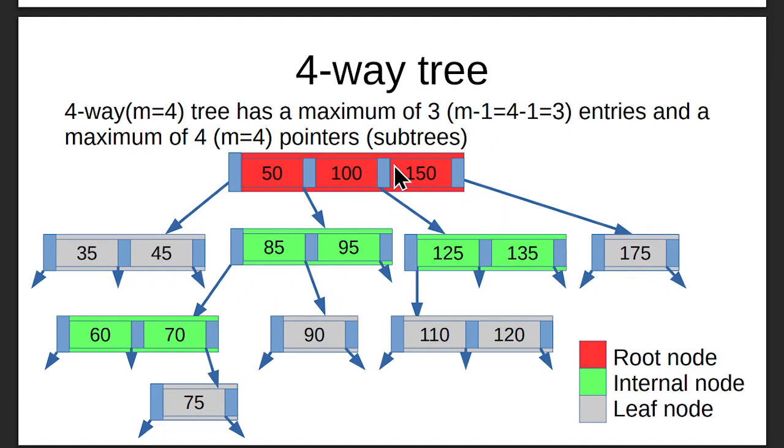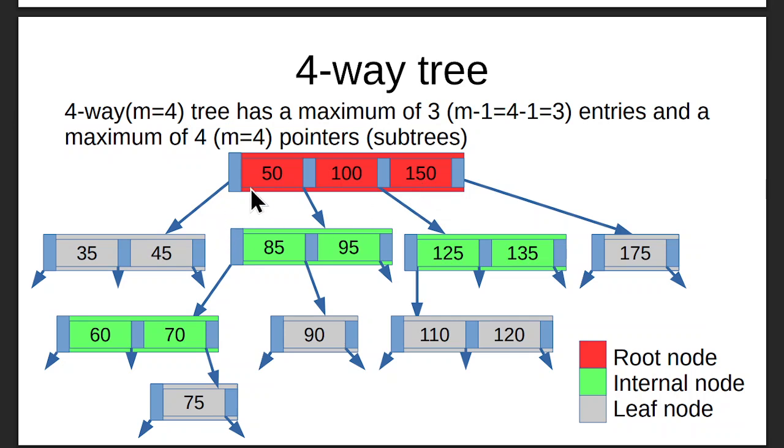So here is an example of a 4-way tree. A 4-way tree means we have 4 subtrees. This is one, this is the second subtree, this is the third subtree, and this is the fourth subtree. But if you look at the root node for this 4-way tree, the maximum number of entry nodes is only 3. So there is 50, there is 100, and there is 150, and each one of them will have a right pointer. And 50 is less than 100, and 100 is less than 150.